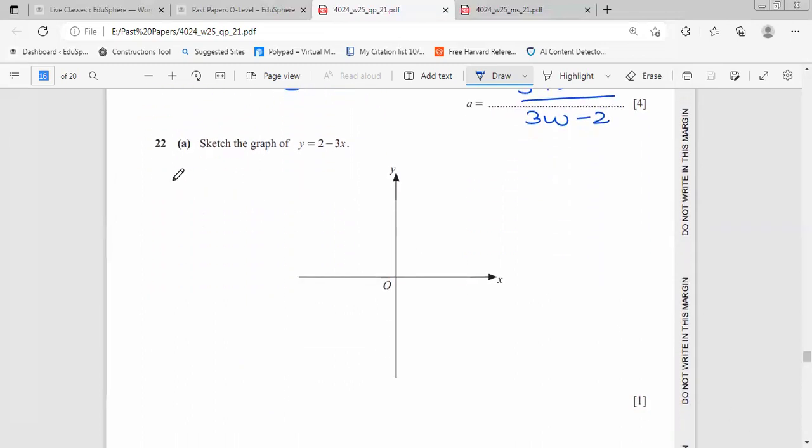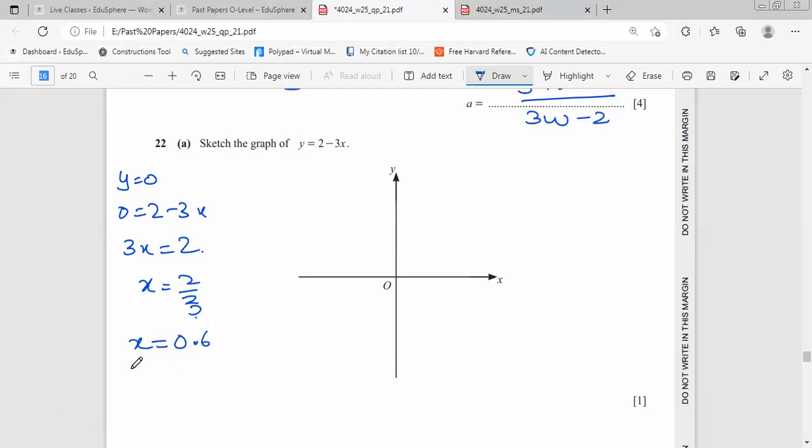Now sketch the graph of y equals 2 minus 3x. We can use y-intercept and x-intercept, and we can sketch a graph. It's a very simple linear equation. So if we put y equals 0, we get 0 equals 2 minus 3x. So we get 3x equals 2, and x equals 2 by 3. If we divide it, it's 0.6. So the ordered pair is 0.6, comma 0.